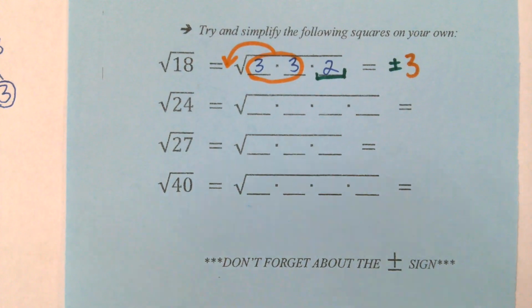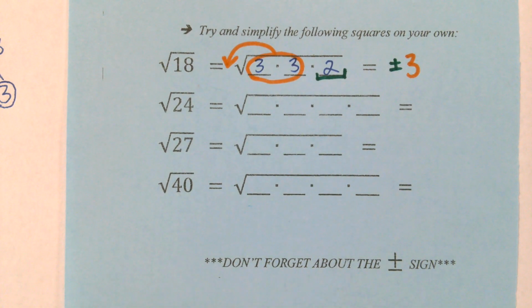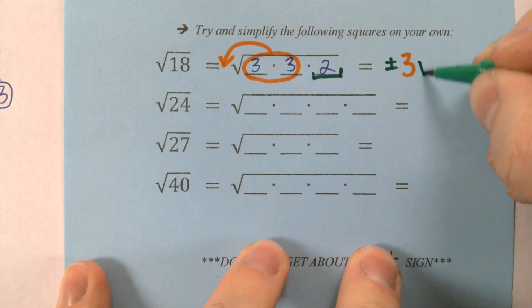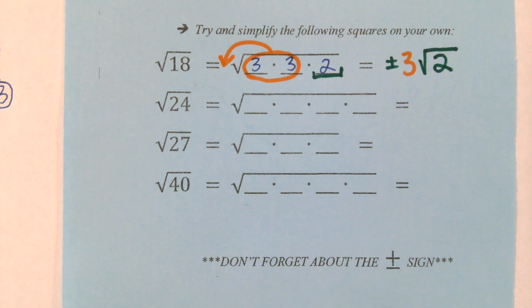3, right? We brought that 3 out. But what's left on the inside of our square root is that 2. So we brought out that pair of 3's. We left behind the lonesome 2.